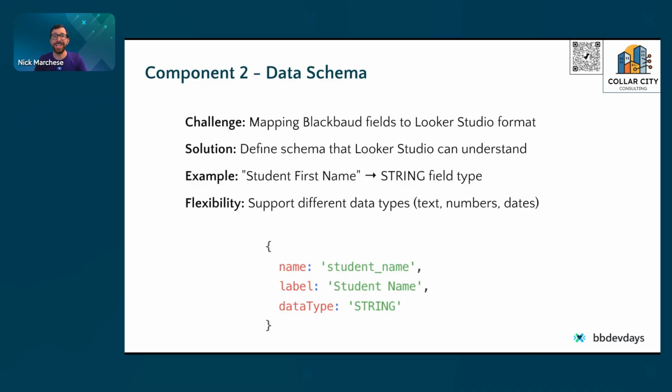All right, component 2 is the data schema. So how do we map the Blackbaud fields to the Looker Studio format? We need to define what that schema looks like in Looker Studio, right? Student first name as a string field, and what it should look like, what the label is, what the name is, what the data type is.